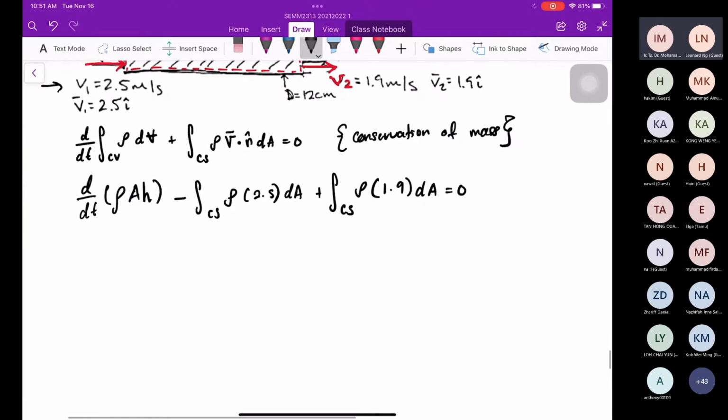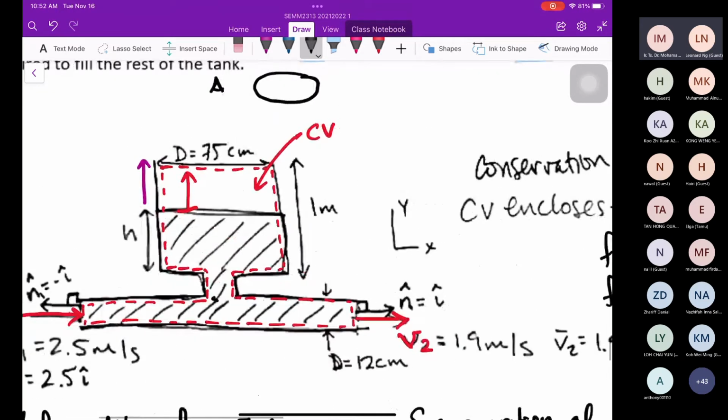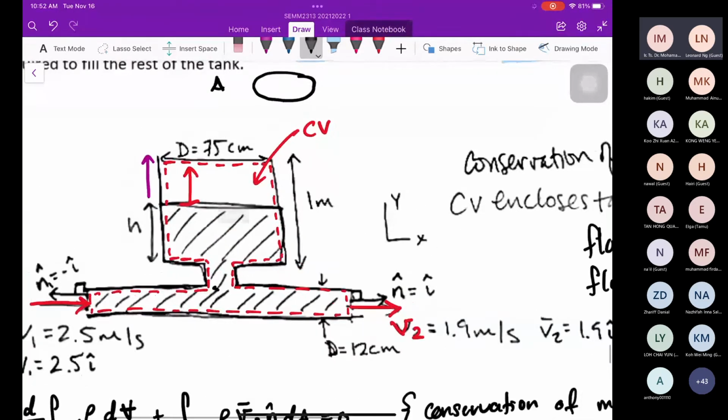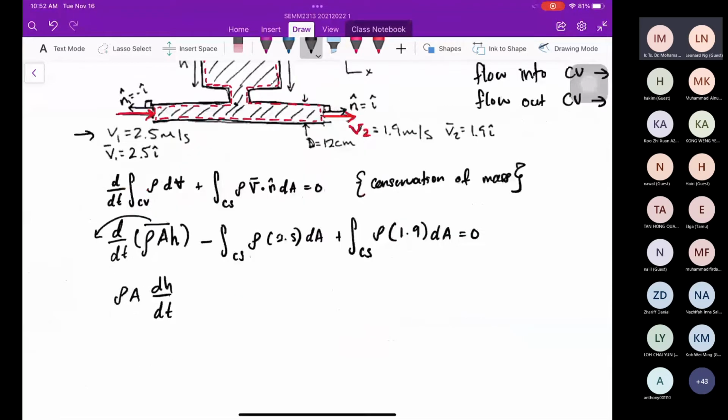So from here, I can simply write rho A dH over dt. Why? Because rho and A are constant. This constant I move outside. The change is only H. H keeps changing, increasing. So that is why dH over dt minus 2.5.